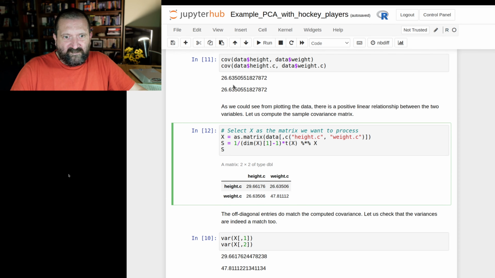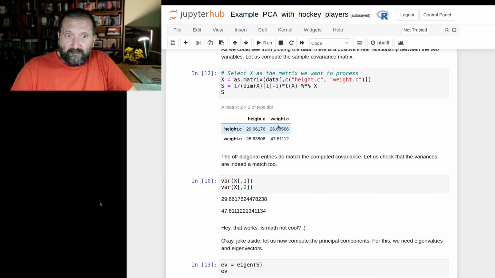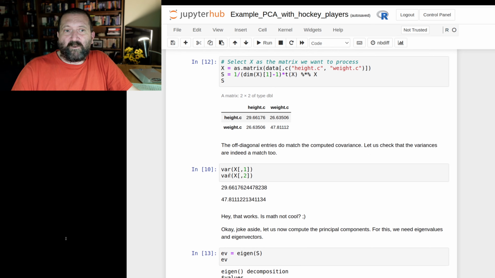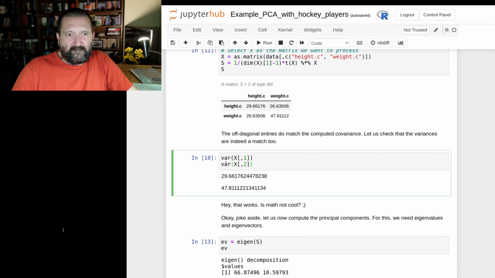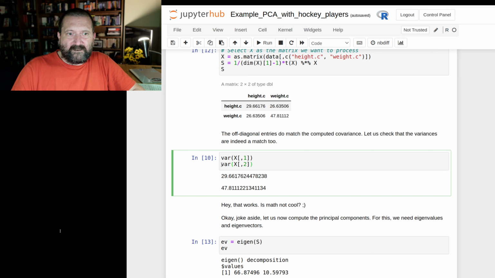So here, 26.6305. Remember, the covariance matrix is a symmetric matrix, and 26.63506 is essentially what we get here. The off-diagonal entries are the covariances, but we also see that the variances work the same way. Here I get the variance of the first sample, the height, and here the variance of the second variable, the weight.